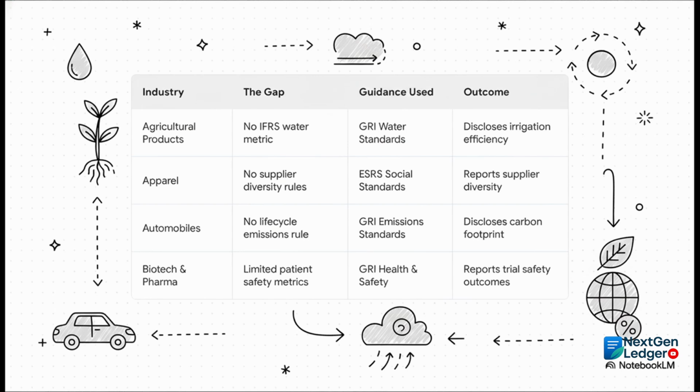Smart. Or how about apparel? There's a lack of detailed rules on supplier diversity, so they pull from ESRS social standards to report on their initiatives. You can see companies aren't just sitting around and waiting. They're using this guidance right now to give their stakeholders a much fuller picture.